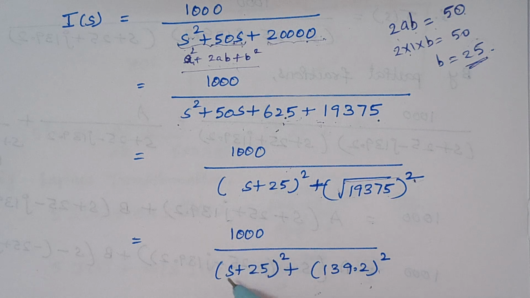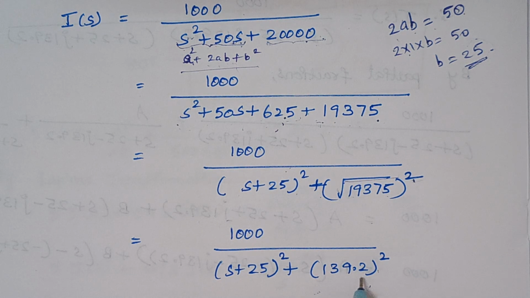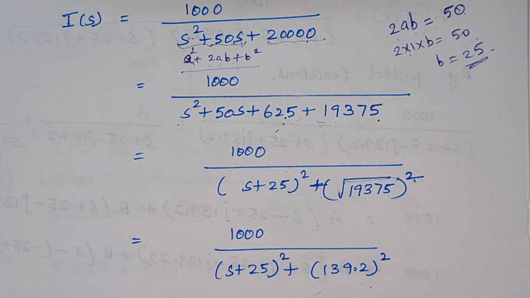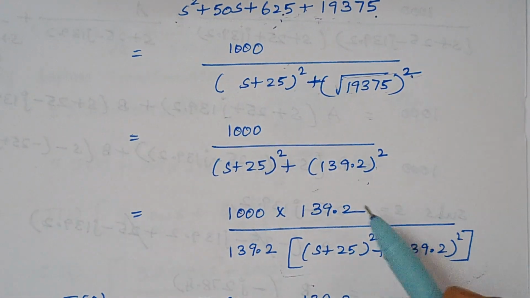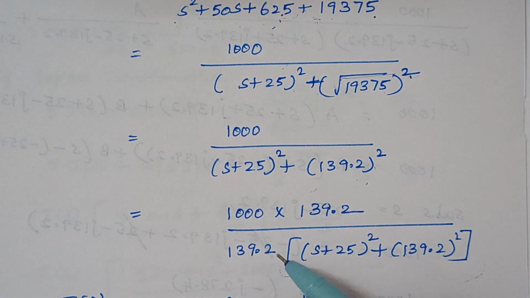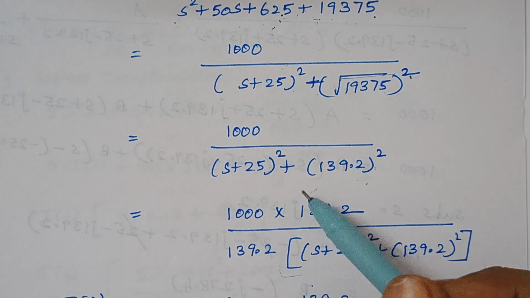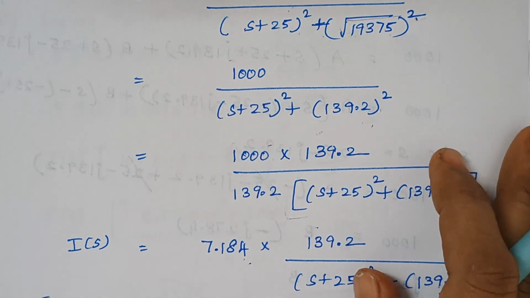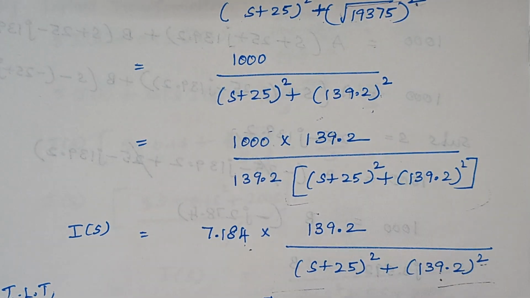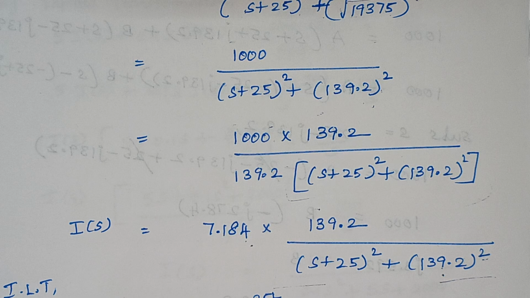After arriving at this kind of expression, you have to multiply and divide by the number which is present here. Everything is done for a purpose. So the expression is multiplied and divided by this 139.2. So 1000 divided by 139.2 gives an answer of 7.184, and the remaining numbers remain as such.